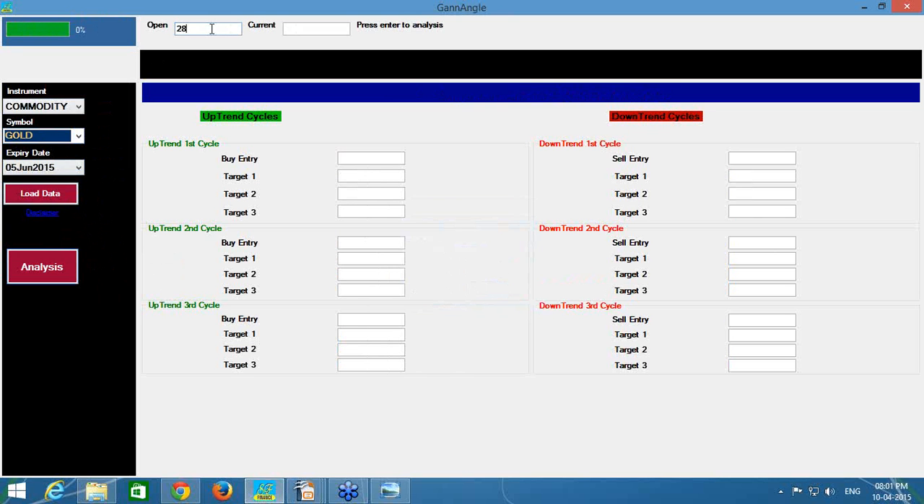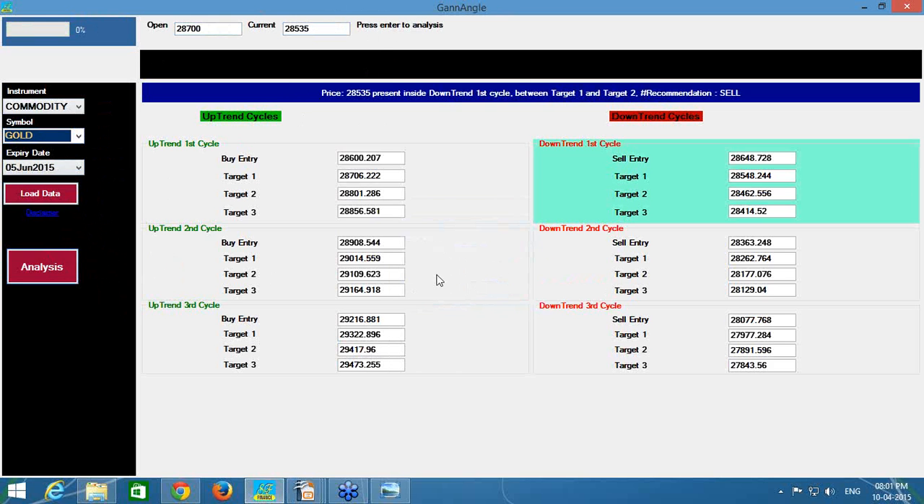Say you can enter 28,000. Now say 28,535, it is trading at something like that, and I am just analyzing this. It tells you which cycle it is in, where to trade, whether to buy or sell, and whichever cycle you are in, the opposite cycle will be your stop loss. So this is how the commodity works, in this order.